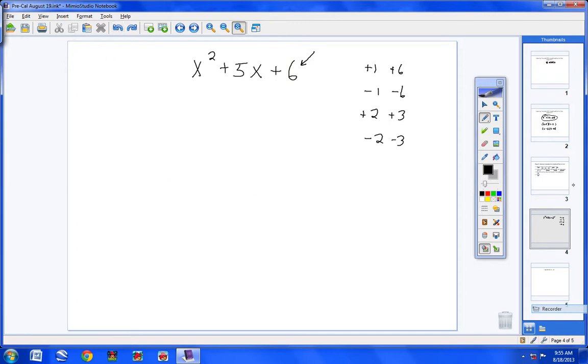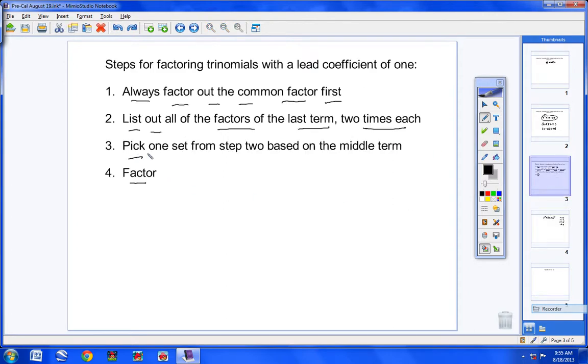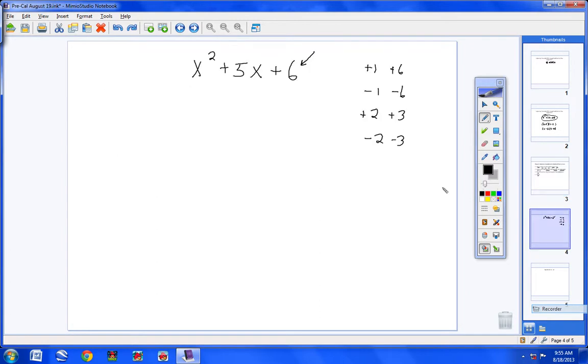If you'll look back at your steps, step 3 says pick one set from step 2 based on the middle term, okay? Now, look at your middle term. We have a positive 5. Only one of these will combine to a positive 5. In other words, add or subtract. If I were to add these two, I would get a 7. This would be negative 7. This one down here would be negative 5.